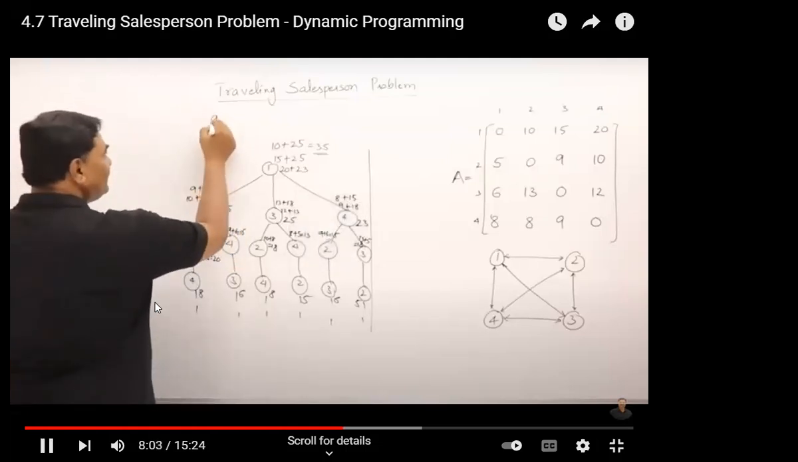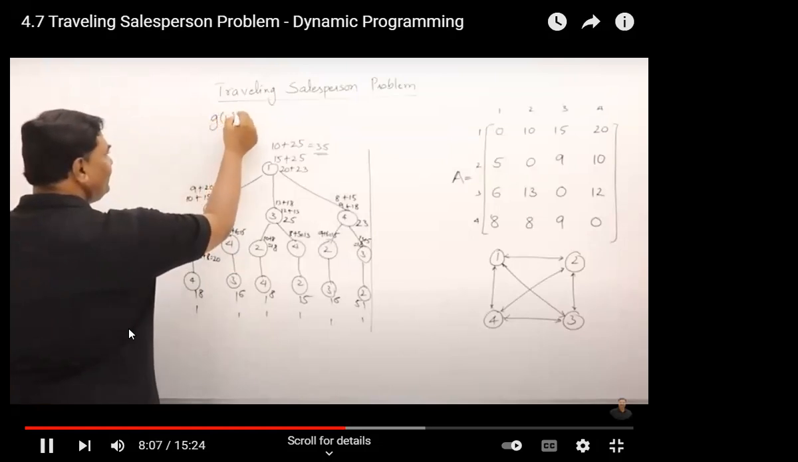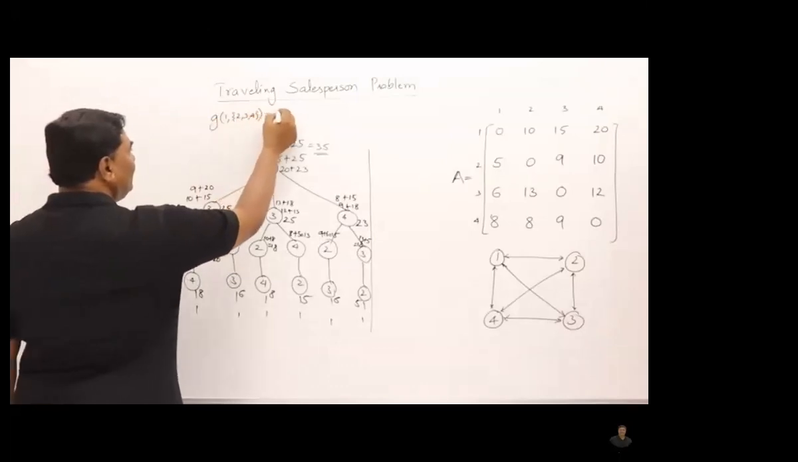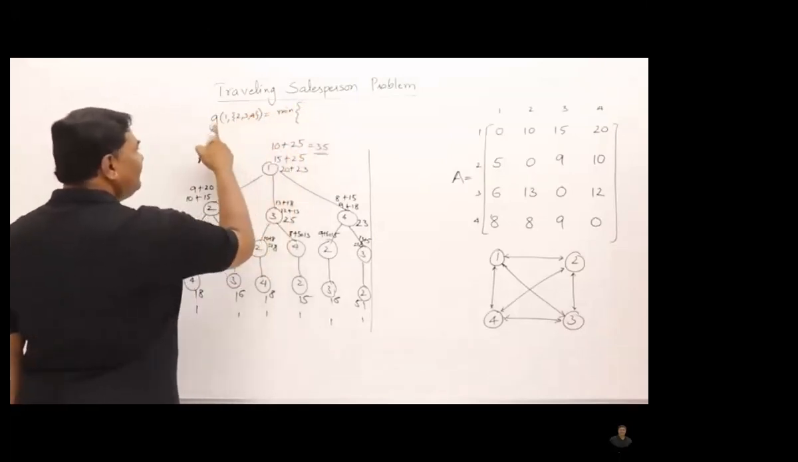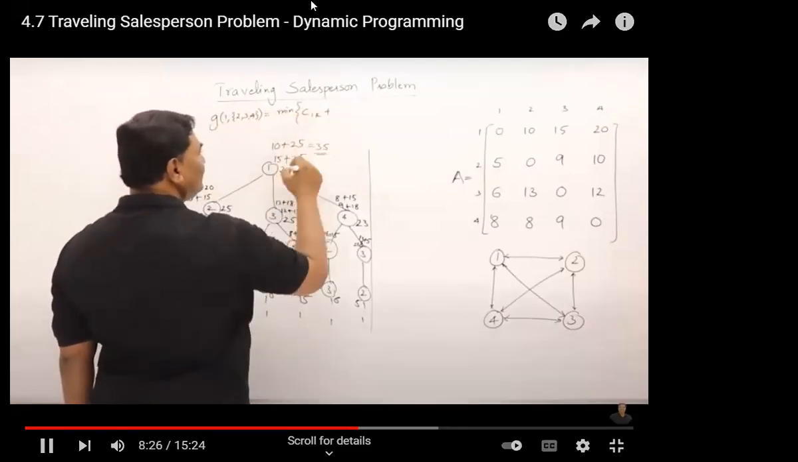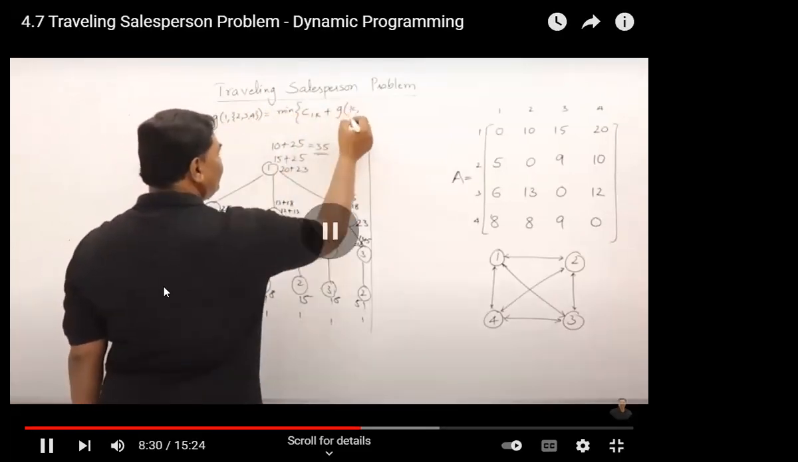See, the formula is like this. The cost, if it is represented with the starting vertex as 1 and the remaining vertices that I have to visit are 2, 3 and 4, then I have to take the minimum, right, from 1 to 2, or 1 to 3, or 1 to 4. So the cost of an edge from 1 to any k plus the cost from that k vertex.